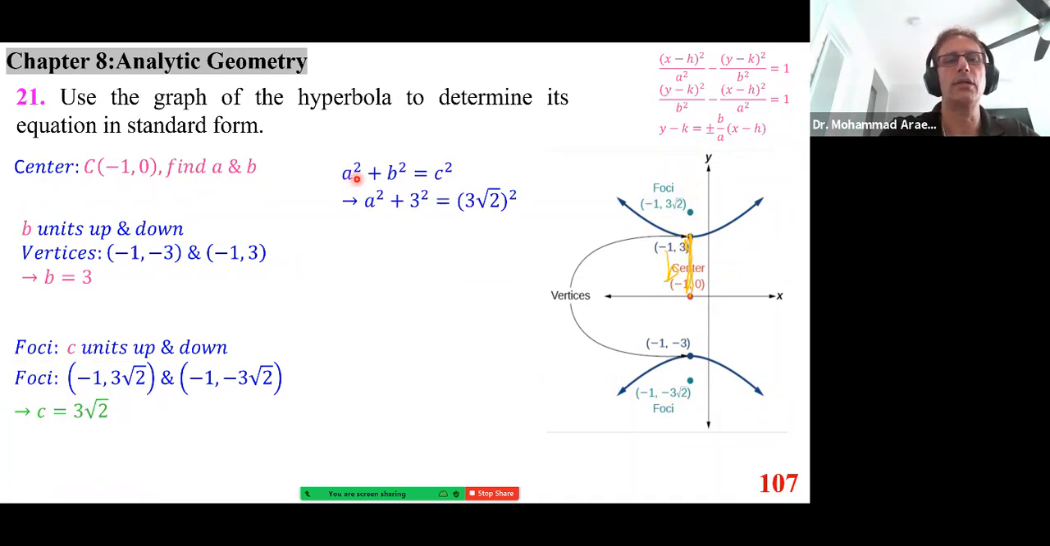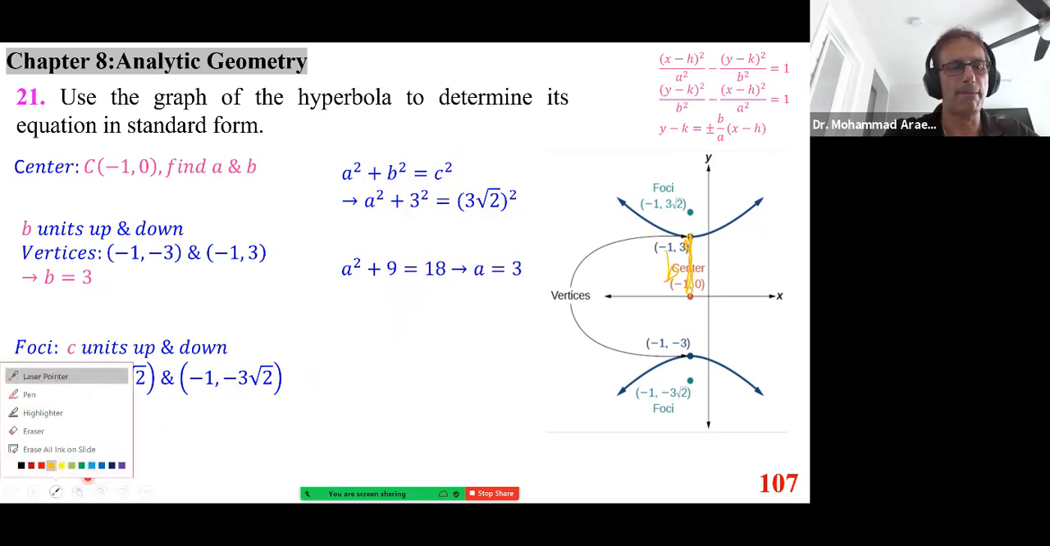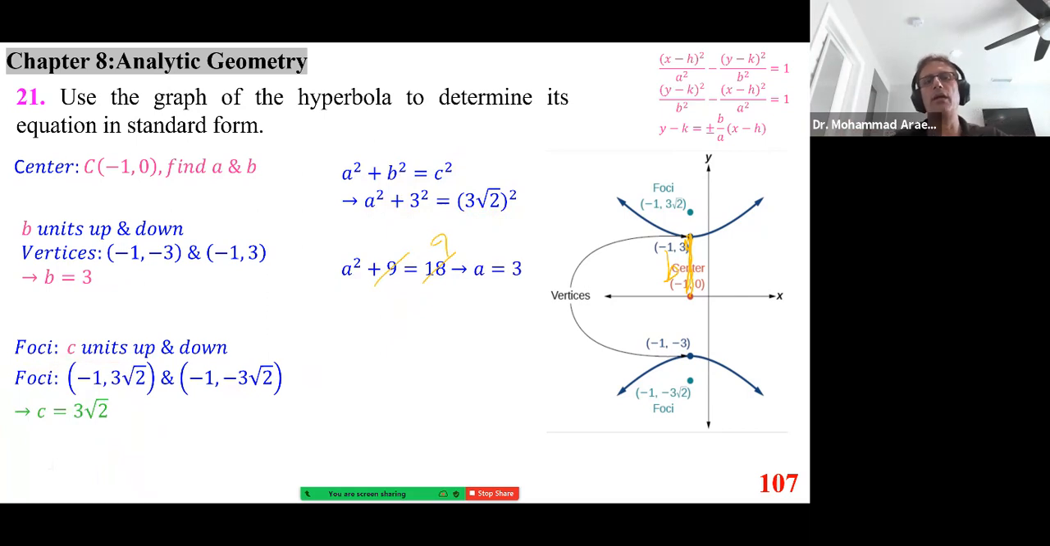So A squared plus B squared equals C squared, where B is 3, and this is 3 square root of 2. When you square this, you get 9 times 2, which is 18, class. I hope you realize that. Therefore, subtracting 9 gives you 9. A squared is 9, A is 3. So we found everything. We have the center, we have the equation, and bear in mind that we are using this formula.